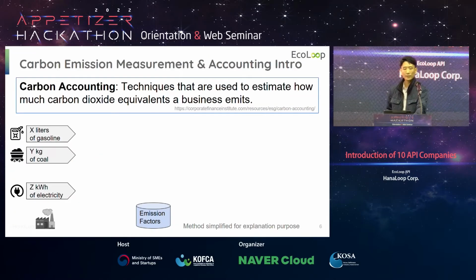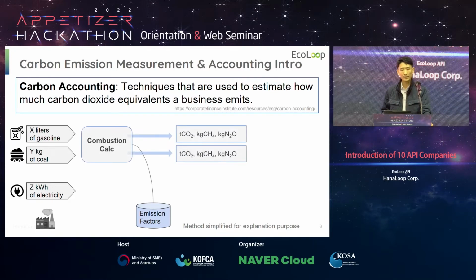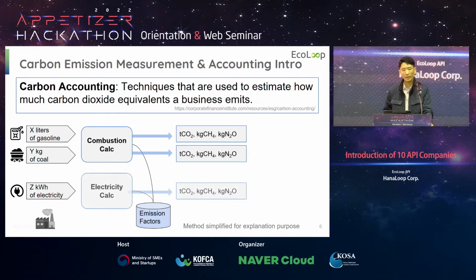Here's a quick introduction to carbon accounting using an example. Let's say a manufacturing company collects data for the consumption of gasoline, coal, and electricity for the month of May 2022. The data is entered into the system, which processes and calculates the emissions of the different gases. All these calculations are then combined to produce the CO2 equivalent emission.